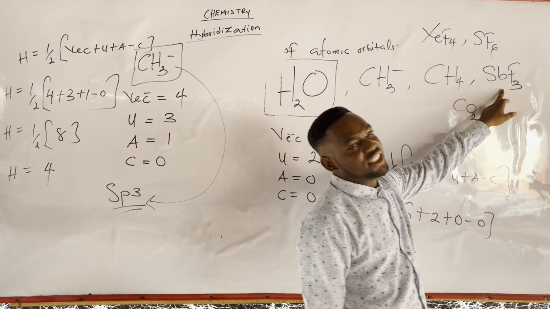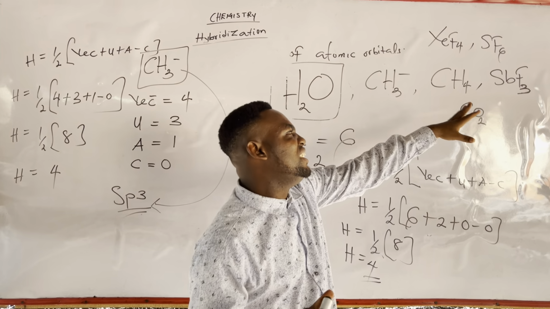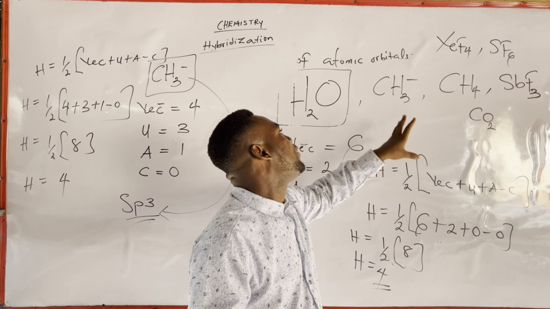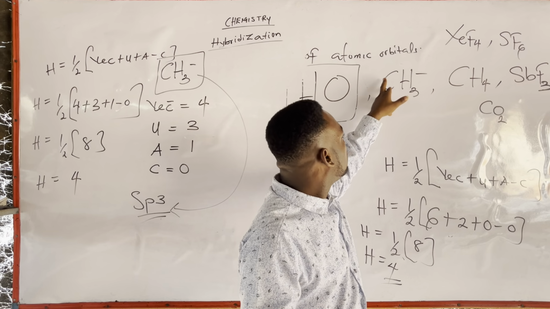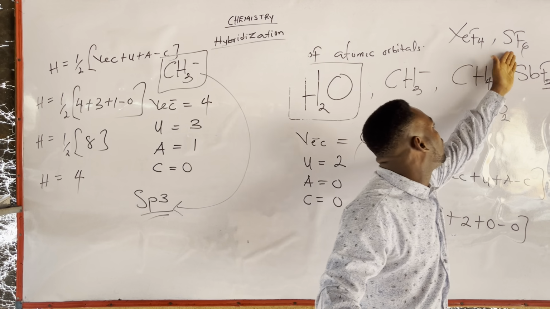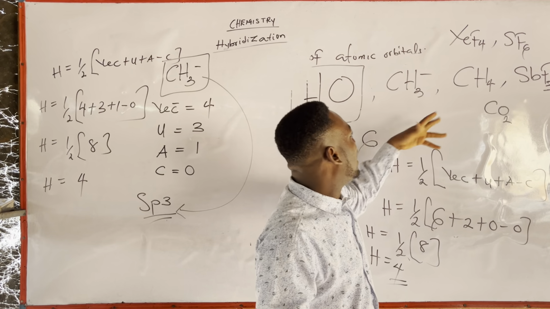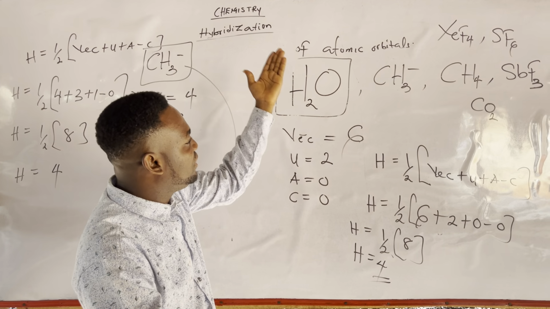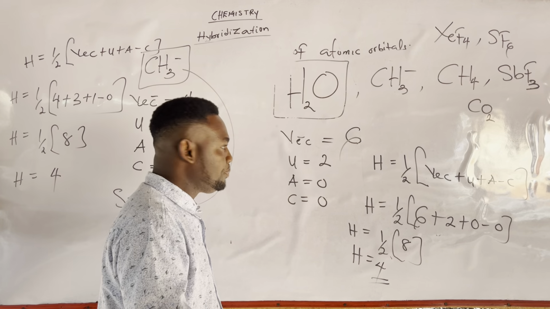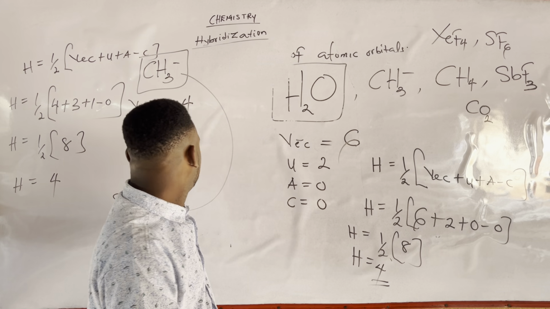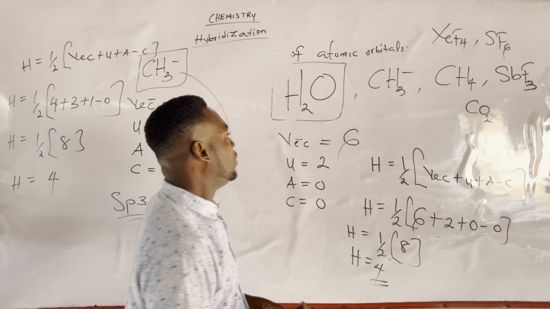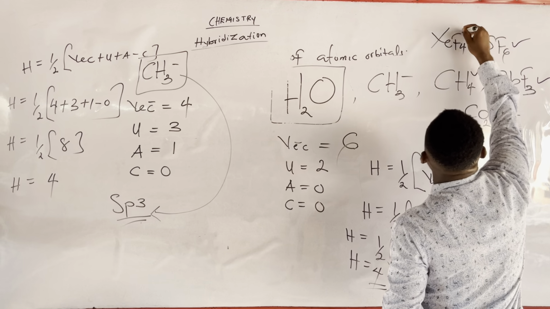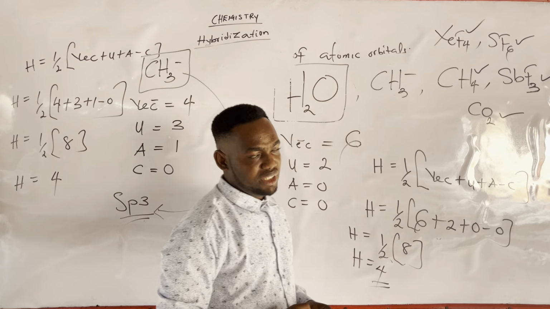Of course, what is Sb? Sb should be antimony. So you should know all these things, the symbols and the rest. Alright? So you see all these, 1, 2, 3, 4, 5, 6. You can do the rest. You can do XeF4, SF6, CH4, and CO2. Just drop your answer in the comment section. So just do this one, this, and this. Drop your answer in the comment section.